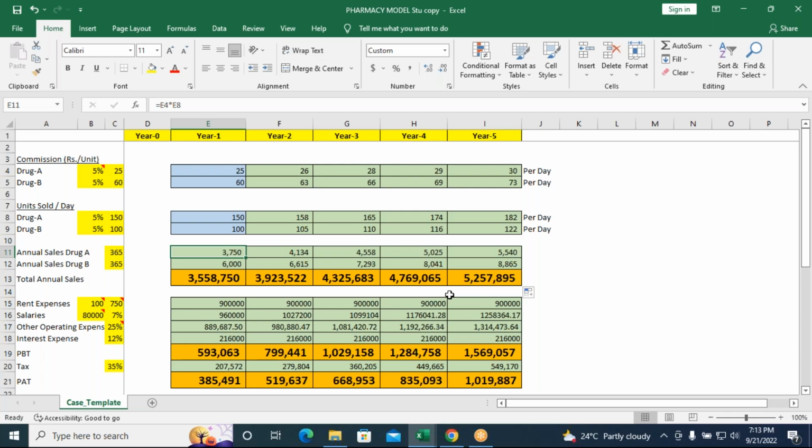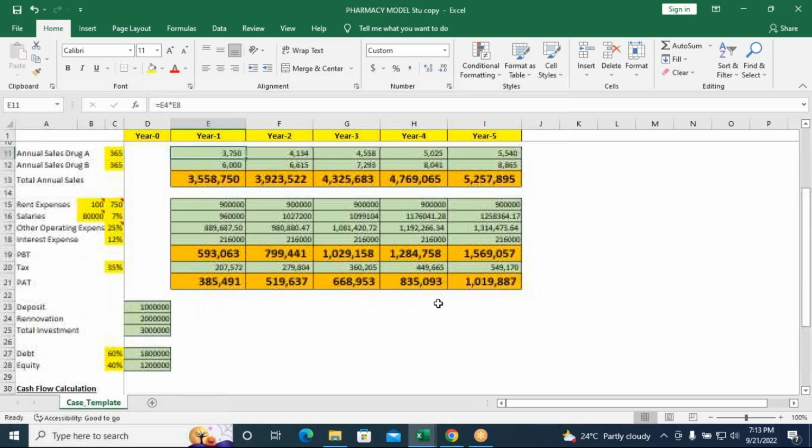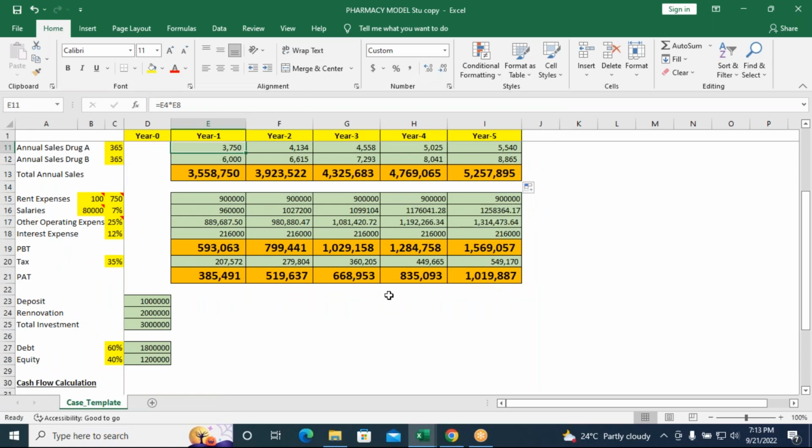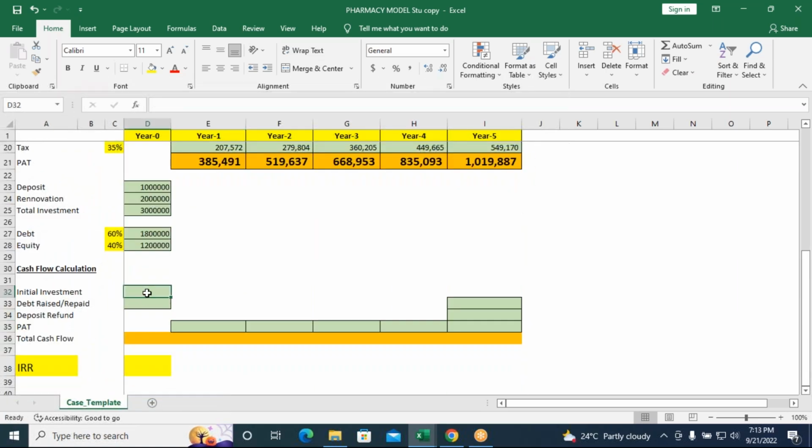Okay, ma'am. So what about others? Everybody got the values? Is it matching? Yes, ma'am. Okay. So let's go further. So initial investment. What is the initial investment that I'm making?